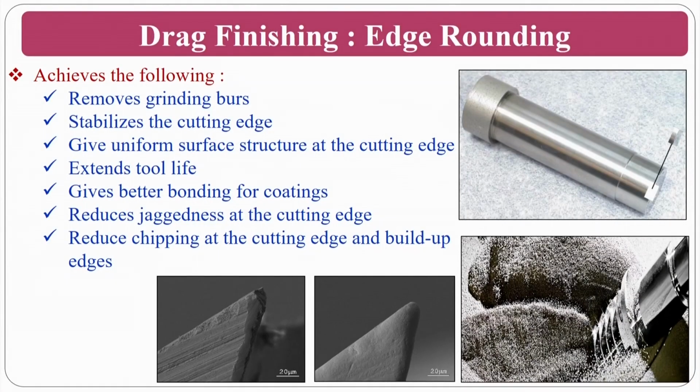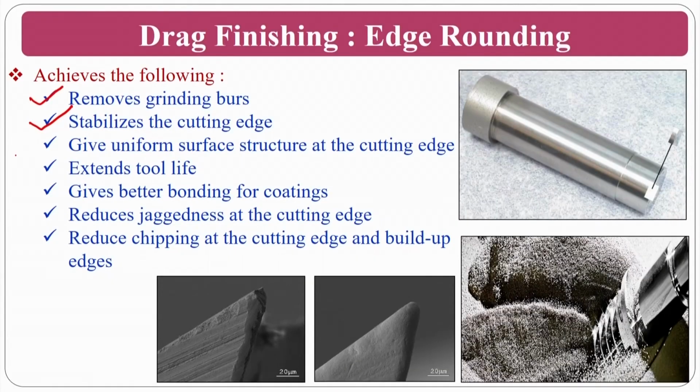So drag finishing, again if you see the edge rounding, it removes the grinding burrs and stabilizes the cutting edges. Normally the cutting edges will be sharp, so it can do some rounding so that it will have stability, because if it is too sharp, the tool life will be very low. That means that immediately catastrophic failure takes place, and along with this edge, there is a chance that it may take out some of the material from the flank surface or from the crater surface and other places.